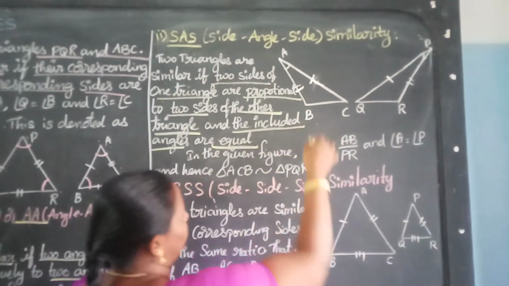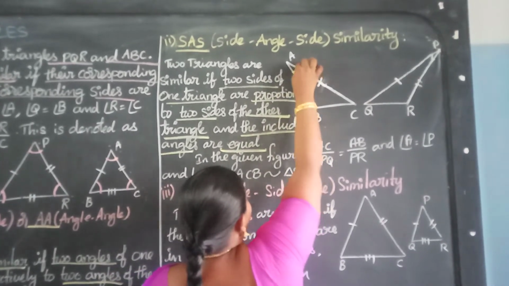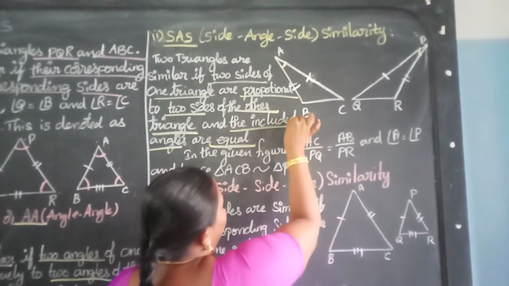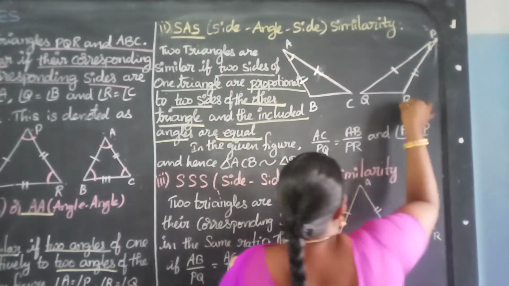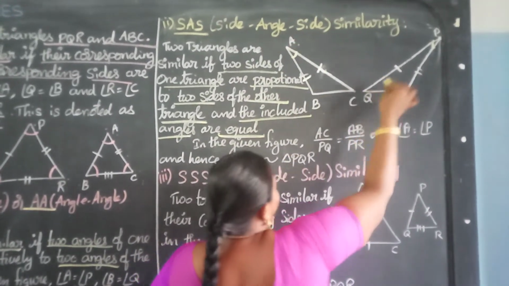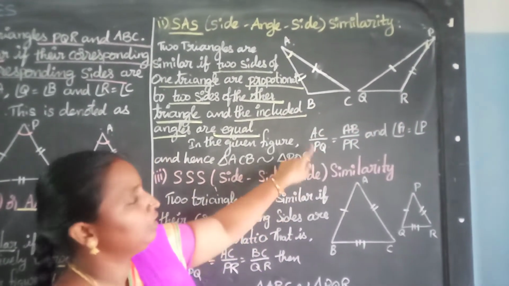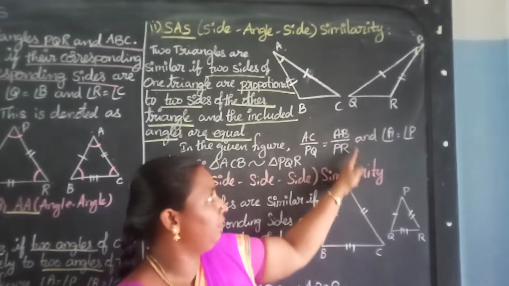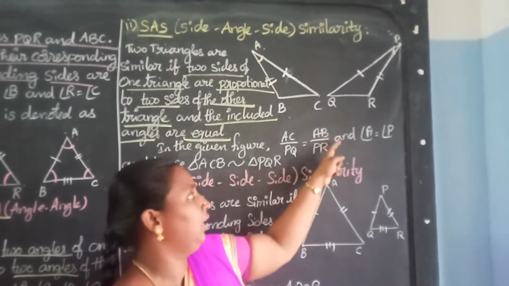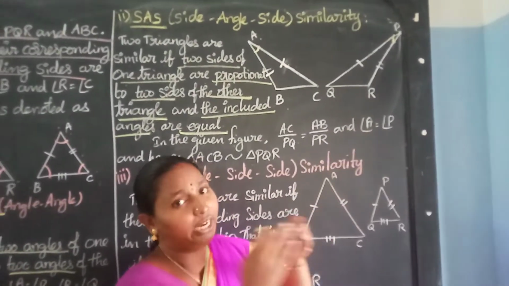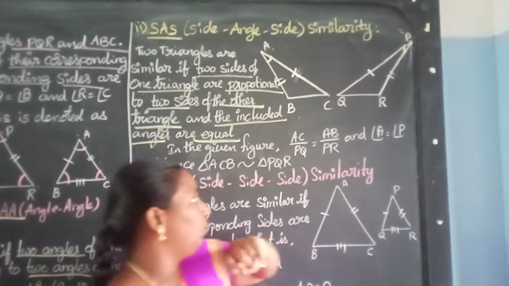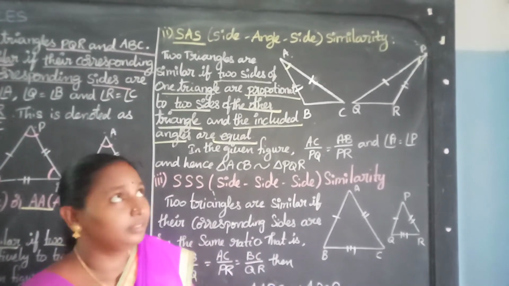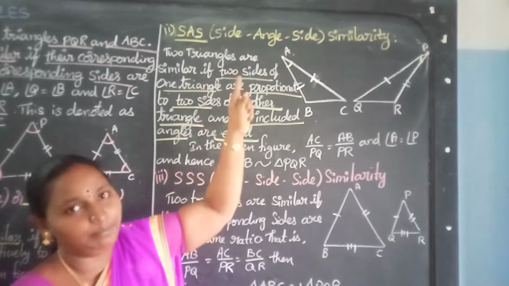So in the given figure, see this figure. Here angle A is equal to angle P, and AB by PR is equal to AC by PQ. That is what they gave. The lengths of the sides should be in the same proportion, and the included angle should be equal, that is angle A equal to angle P. This is one criterion to prove that the given two triangles are similar. That is side, angle, side similarity.